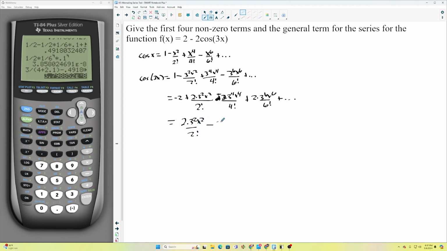First 4. Plus 2 times 3 to the sixth, x to the sixth over 6 factorial, minus 2 times 3 to the eighth, x to the eighth over 8 factorial. The general term, what should we start with? 2, 4, 6, what should this be? 8? Not 7, but 8. So 2, 4, 6, 8. Let's start with n equals 1. We got 2 times (3x) to the 2n over 2n factorial.